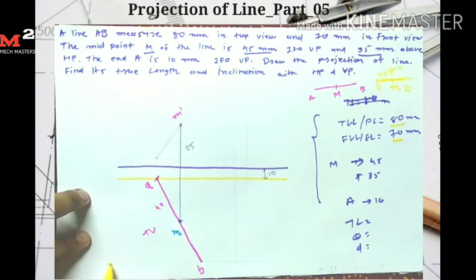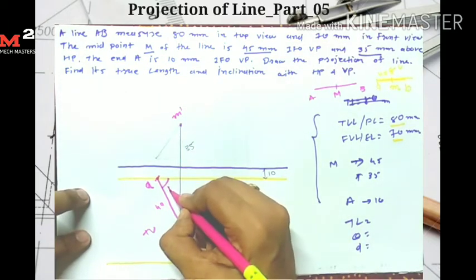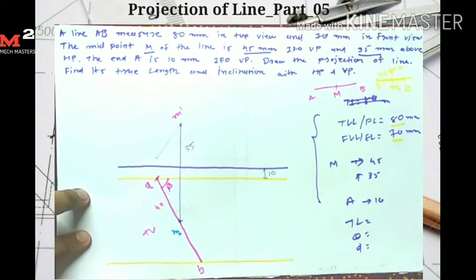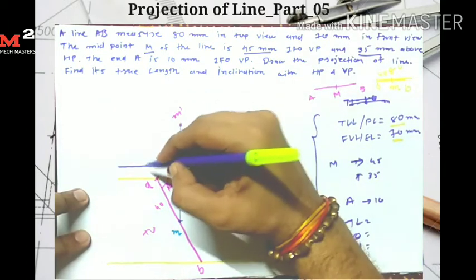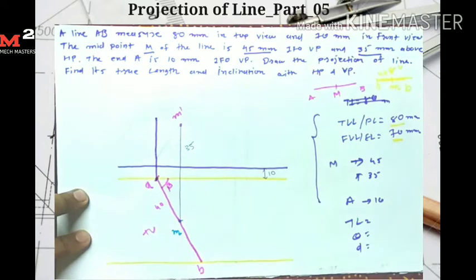So here I draw one line. This is the locus of point B. And this angle made by the top view is the apparent angle beta. Now we know that the point A and A dash are on the same vertical line. So from point A I draw one vertical line, so I get my point A dash on this line.